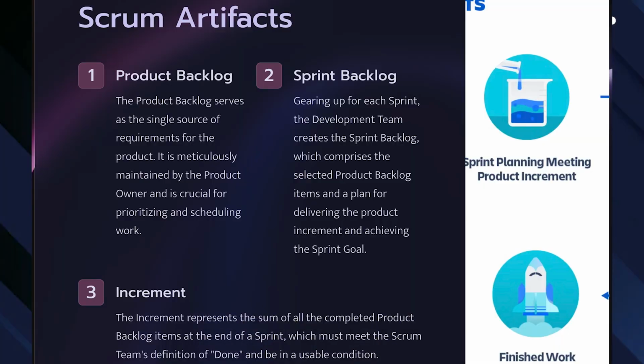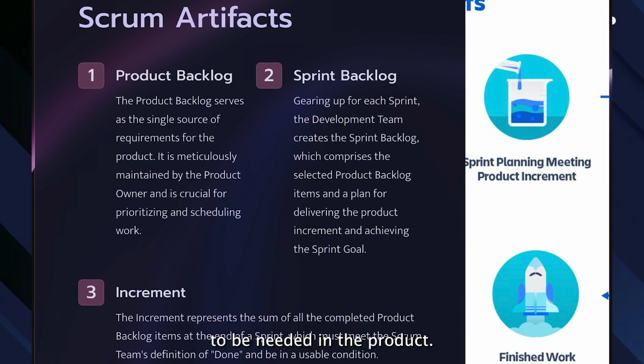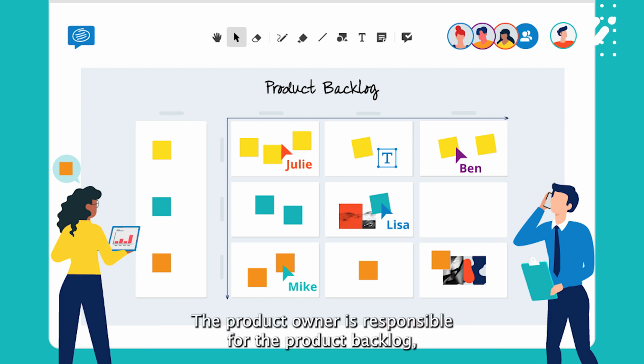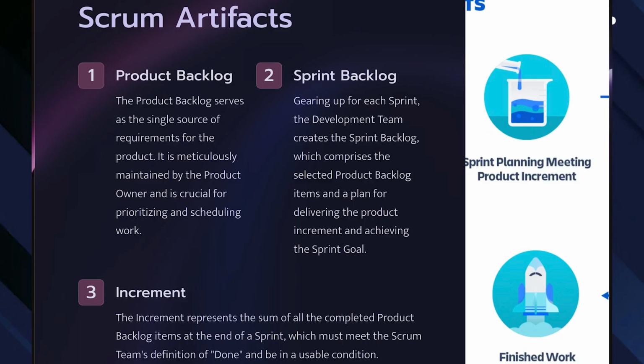Let's see product backlog. The product backlog is an ordered list of everything that is known to be needed in the product. It is the single source of requirements for any changes to be made to the product. The product owner is responsible for the product backlog, including its content, availability, and ordering.